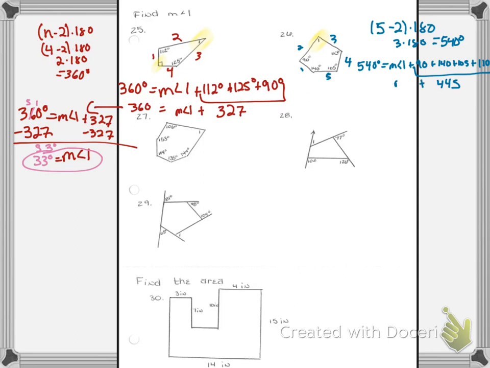And then we're going to bring down our measure of angle 1 equals 540. We want to get the measure of angle 1 by itself. We want to isolate it, so we're going to subtract the degree measure to the other side. So we know that the measure of angle 1 equals, you have 540 minus 445, which should give you 95 degrees.